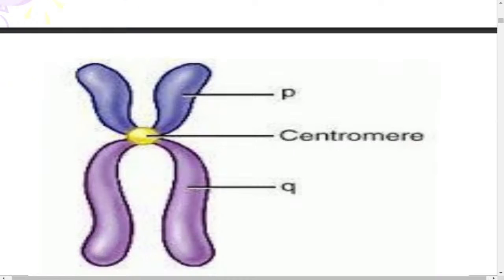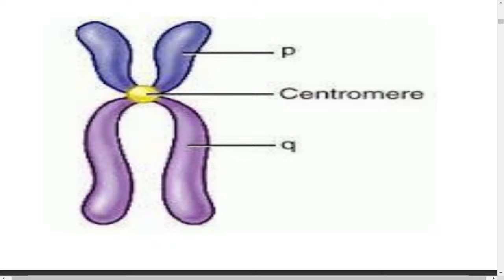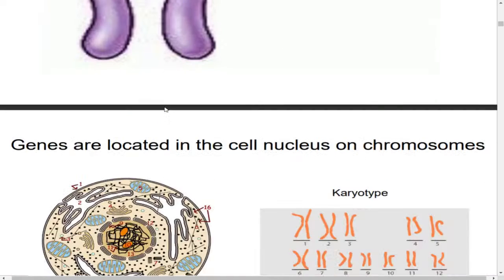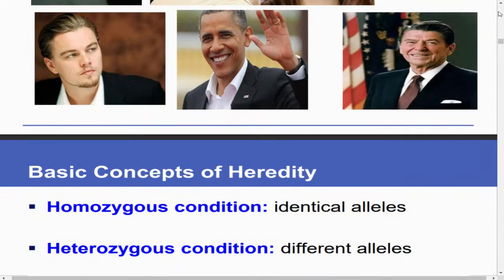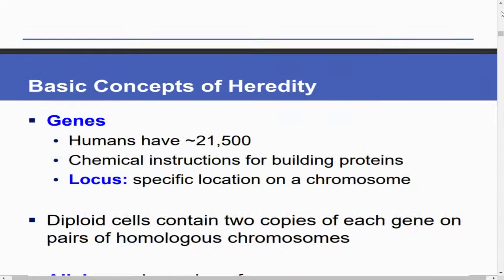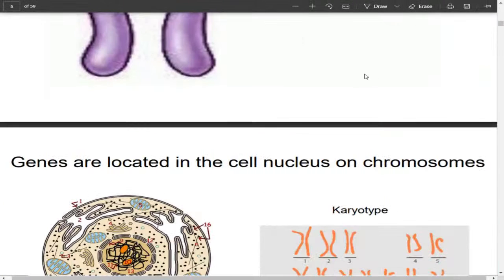Next slide. We also have an important structure called the chromosome, which has the P and the Q arms and the centromere here in the center. Next slide.